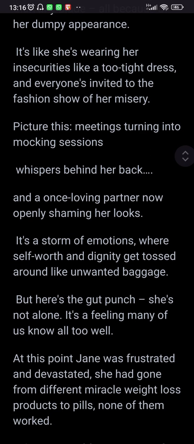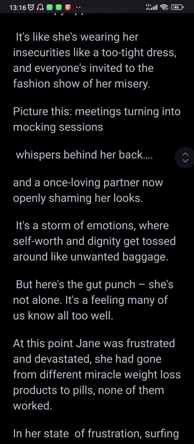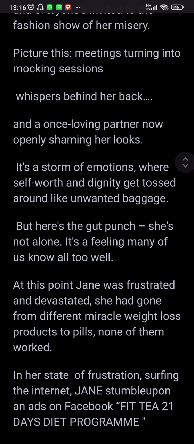And I noticed something else. You are not formatting some things properly. Sentences that are one should be written as one. Don't break them. Like, picture this, meetings turning into mocking sessions, whispers behind their. I don't understand why did you break that? There's no comma, no full stop. If the sentence is one sentence, write it fully. Okay? And a once loving partner now openly shaming her looks.